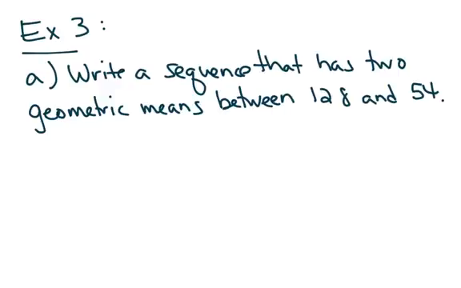Just like we call the numbers between two non-consecutive terms of an arithmetic sequence the arithmetic means, we call the terms between any two non-consecutive terms of a geometric sequence the geometric means. This is going to work very similarly to the way that it did for arithmetic sequences. So if I want to write a sequence that has two geometric means between 128 and 54, it means there's two numbers I'm going to find, and the first number is 128 and the last number is 54. What I don't know is the common ratio.